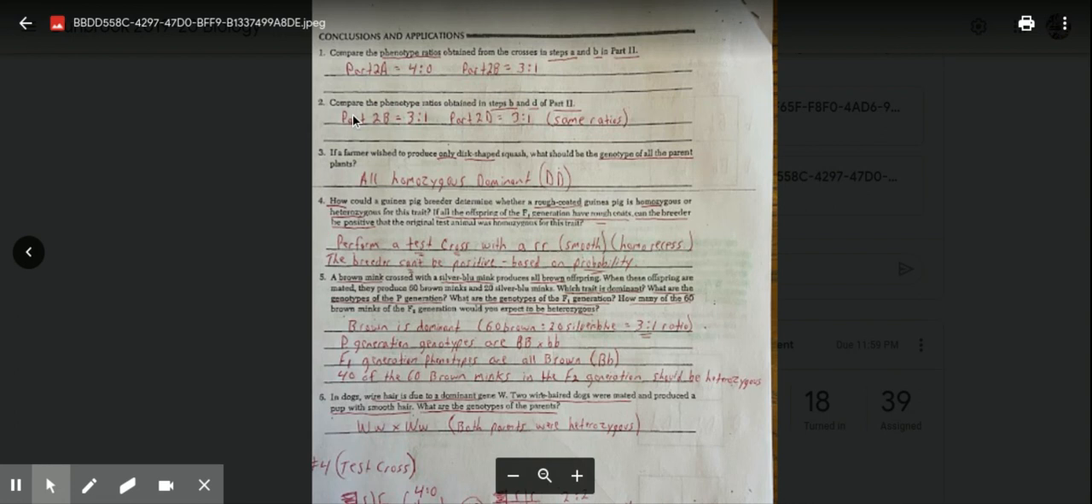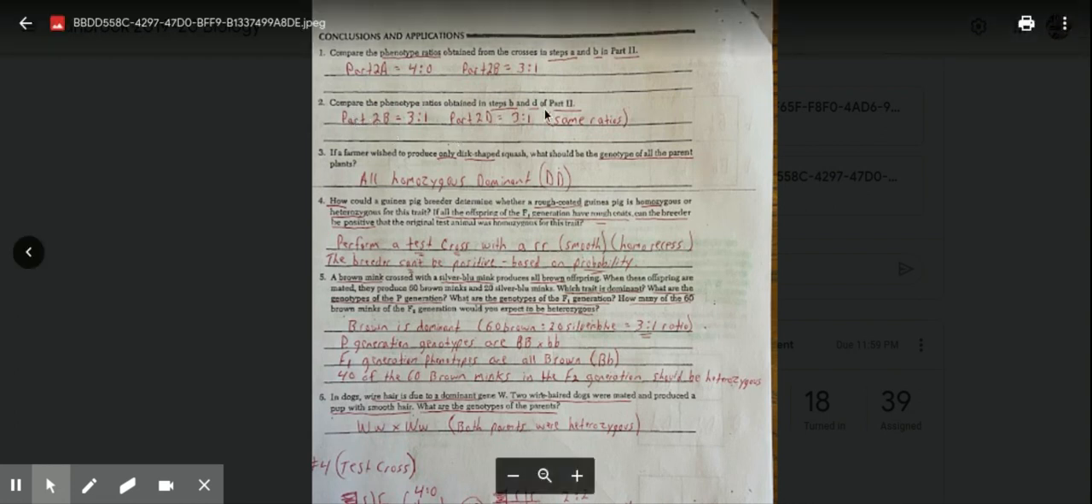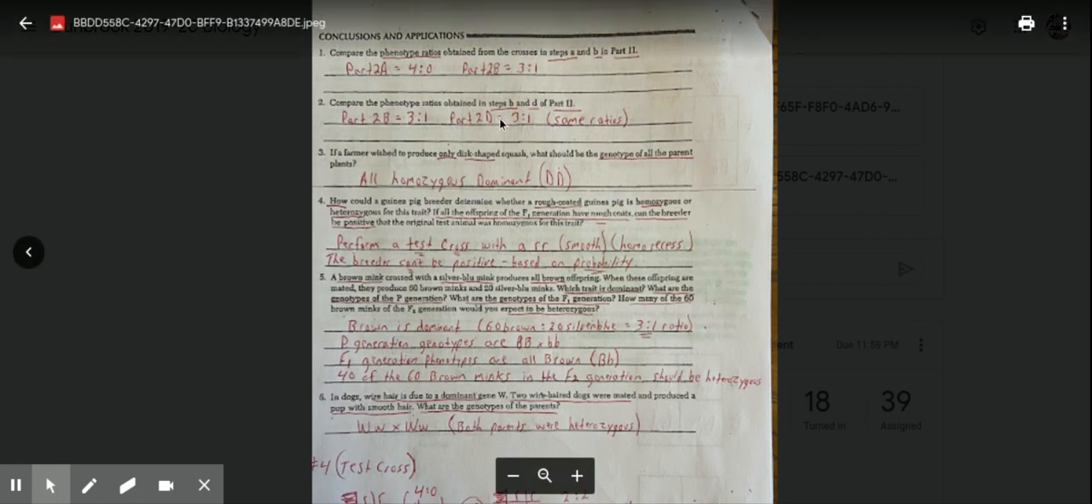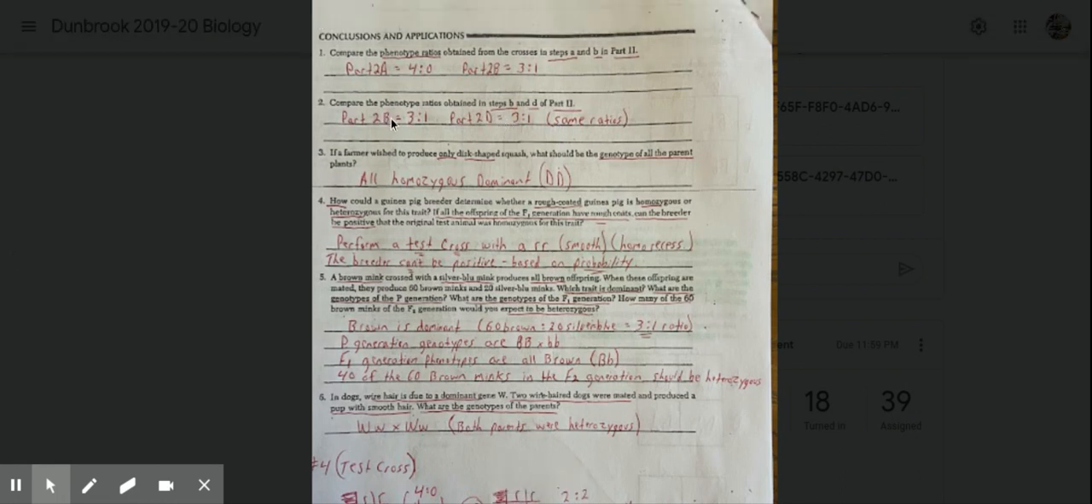If you look at number 2 here, compare the phenotype ratios obtained in step B and D of part 2. Well, if you look at them, part 2B was a 3 to 1 ratio, and part 2D was also a 3 to 1 ratio. And if you go back and look in the worksheet, you will see the reason these ratios were the same is because they were really the same parent type combinations.